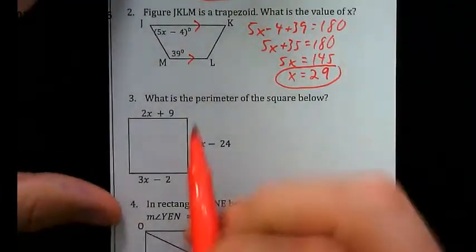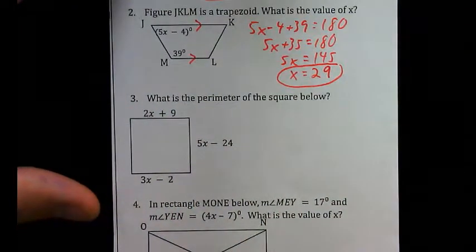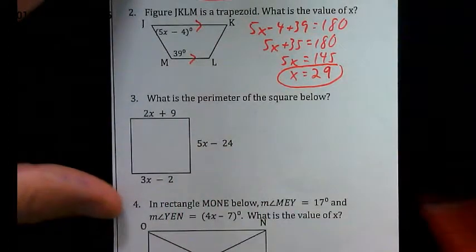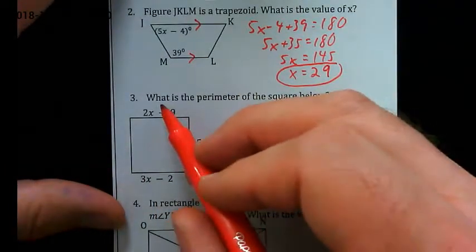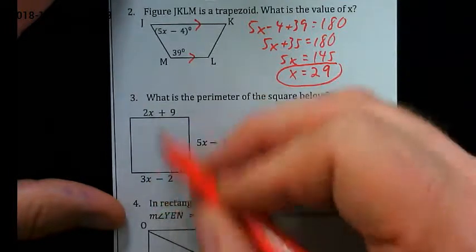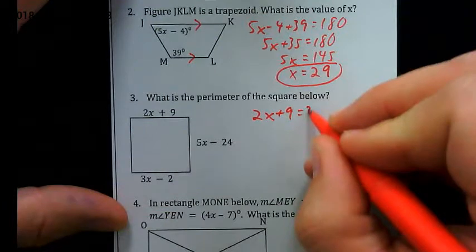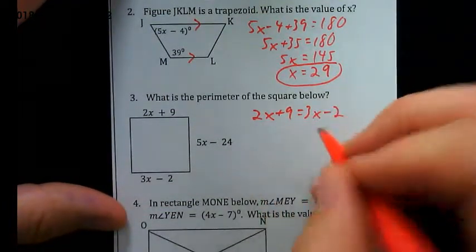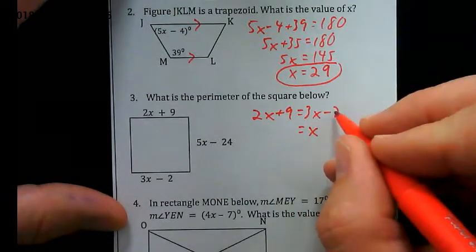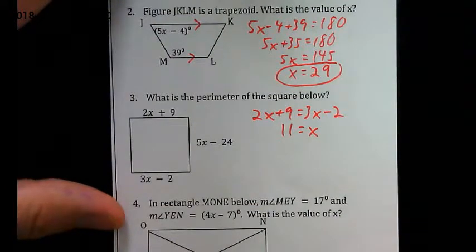On number 3, what is the perimeter of the square below? In a square, all sides are congruent. So it doesn't matter which two of these we set equal. I picked the two that look like they're the easiest, so the smallest numbers. So I'm going to use these two. So I'm going to do 2x plus 9 equals 3x minus 2. Bring the 2x over. I'm left with just 1x. Bring this 2 over to the other side by adding it. We get 11. So x is 11.